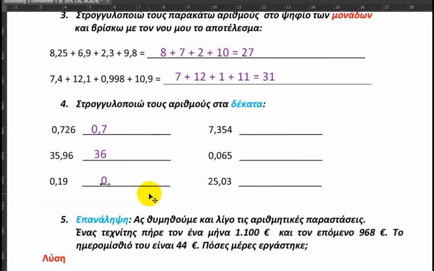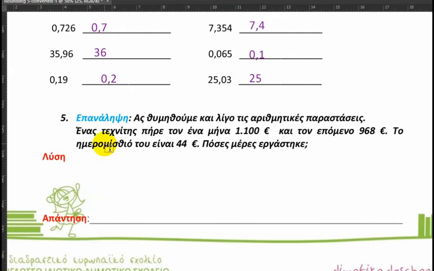0.19. 1 has a 9 after it, so it grows by 1. It becomes 2. 7.354. 3 has a 5 after it, so it grows by 1. It becomes 4. 0.065. 0 has a 6 after it, so it grows by 1. 0.1. 25.03. 0 has a 3 after it, so it stays the same. And we delete that entirely, and we just get 25.